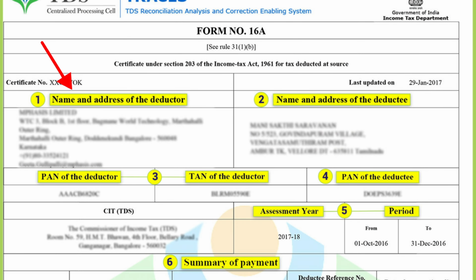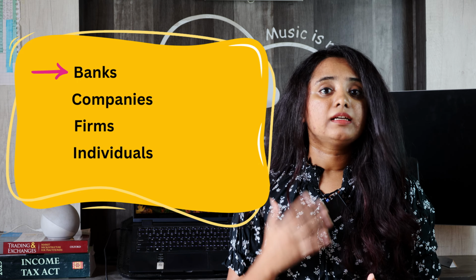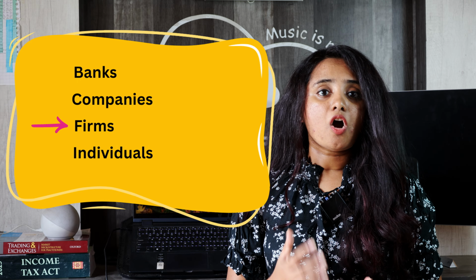It contains details such as name and address of the deductor and deductee, PAN and TAN of the deductor, PAN of the deductee, and most importantly, summary of payments on income such as interest income, professional fee, etc. It is issued by the entity called deductor, who deducts TDS on such incomes. Now, such deductors include banks, companies, firms, or individuals who are required to deduct TDS.